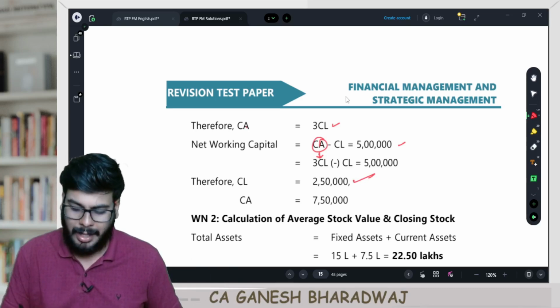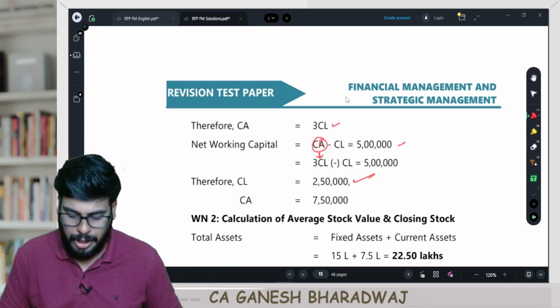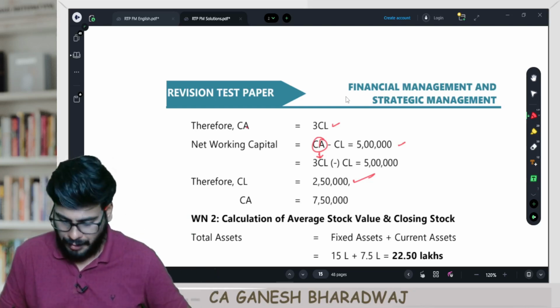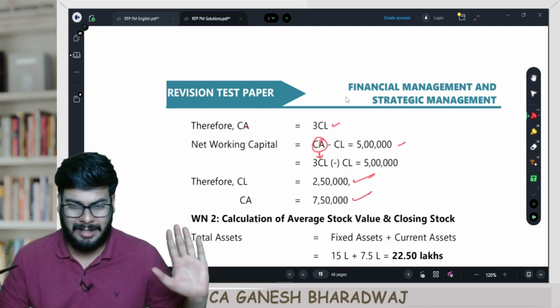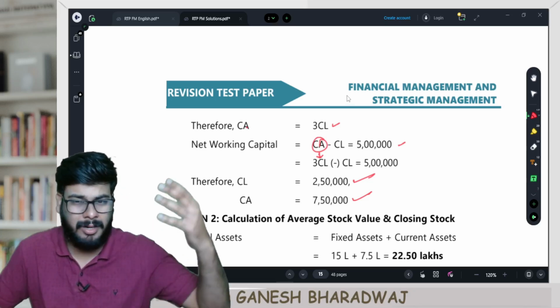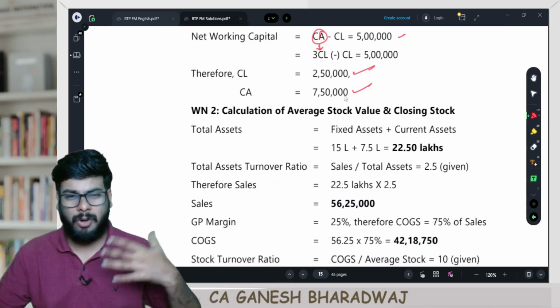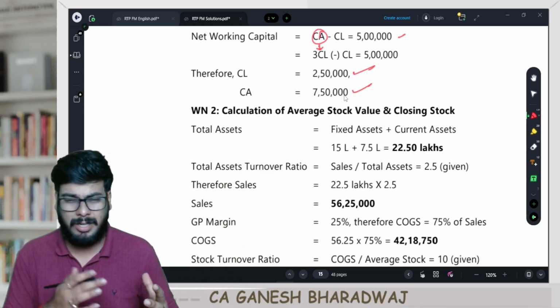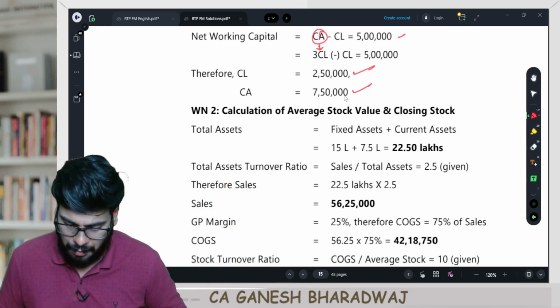And now we know that current assets is equal to 3 times current liabilities. So current liabilities is 2.5 lakhs. Current assets is going to be 3 into 2.5 lakhs. That's going to be 7.5 lakhs. As simple as that. Guys, this is all elementary, which we have done a lot of such questions even in our marathon, even in our regular lectures, right? This is a very, very simple and a straightforward calculation.